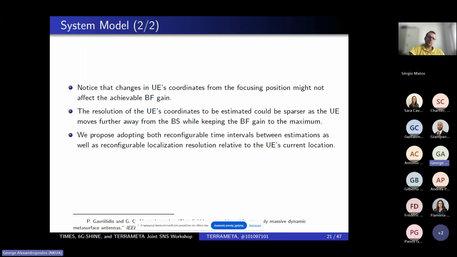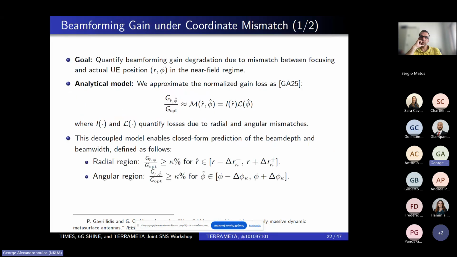Also, the resolution of the UE coordinates to be estimated could be sparser as the UE moves further away from the BS while keeping the beamforming gain at the maximum. And actually, in this work, we propose to adapt both the reconfigurable time intervals between the estimation, which means how frequently you perform certain channel state information estimation, as well as the reconfigurable localization resolution relative to the UE's current position. I will explain what this resolution actually means.